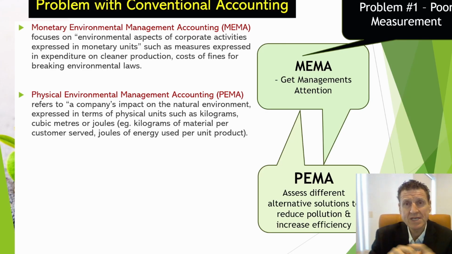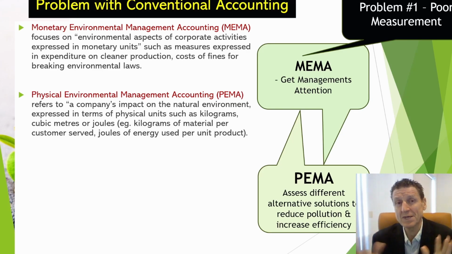You see, once you start measuring the actual physical resources associated with the environment, then you're in a better position to think about how you can better control your environmental footprint or your environmental costs. Because control starts with the physical resources, not with the monetary value. So the PEMA is assessing different solutions, that's what we've got here, all right, to reduce pollution and increase efficiency. Whereas MEMA is to get management's attention. All right, so you've got to have both.